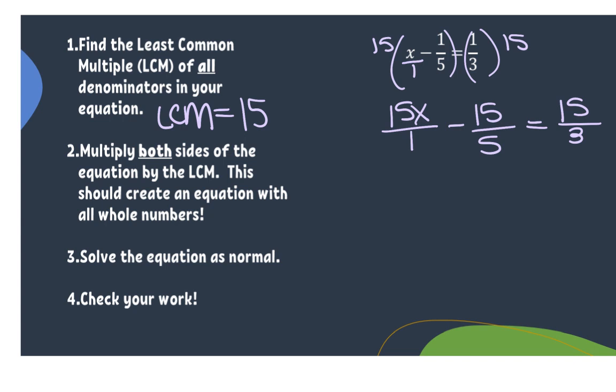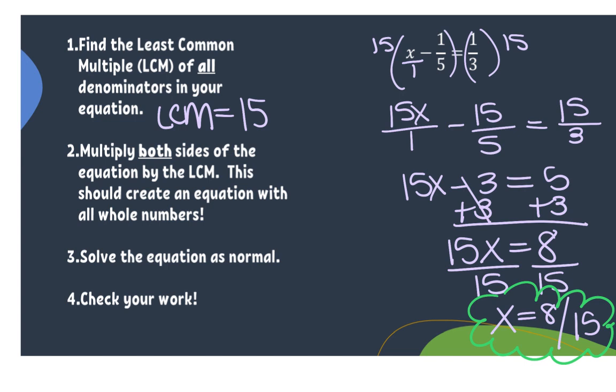So let's start with the first one. 15x over 1 is 15x. Negative 15 over 5 is negative 3, is equal to 15 over 3, 5. Now we have an awesome, easy two-step equation. So let's go ahead and just solve that.